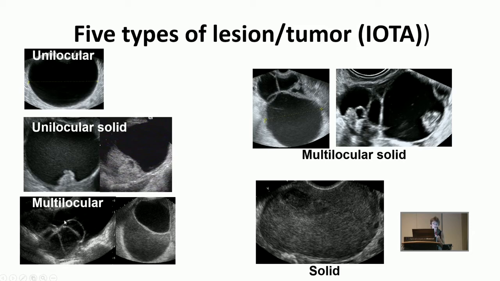A multilocular cyst is a cyst that contains septa but no solid components, and when we use IOTA terminology, a bilocular cyst is a multilocular cyst. A multilocular solid tumor is a cyst that contains both septa and solid components, and the solid components can be a papillary projection or some other type of solid component. And a solid tumor consists of at least 80% solid tissue.